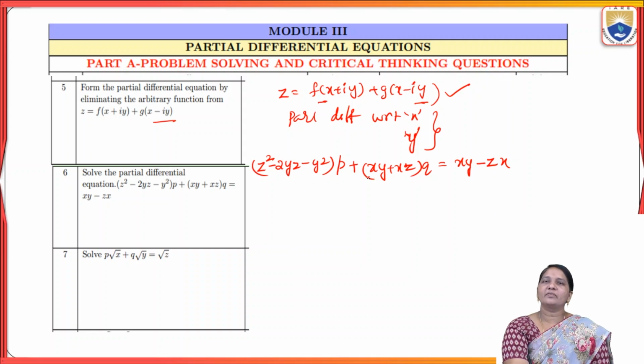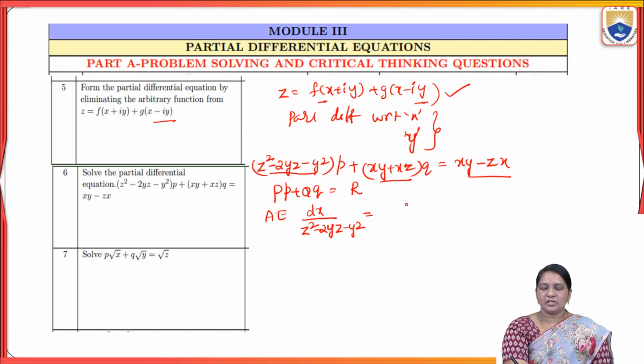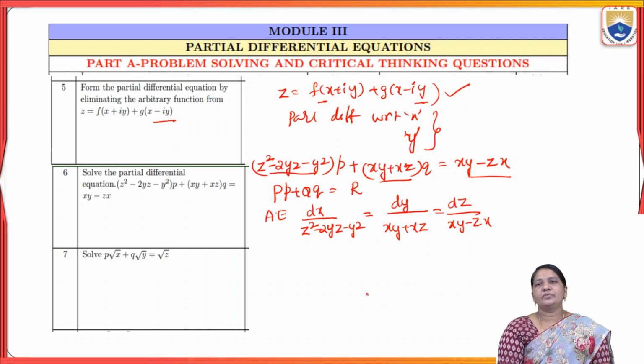So first of all, we compare with Lagrange's equation, that is capital P into small p plus capital Q into small q equal to R. So here this is the P value and this is the Q value and this is the R value. Now we write the auxiliary equation, that is dx by P. What is the P value? Z square minus 2yz minus y square is equal to dy by xy plus xz is equal to dz by xy minus zx. Now here there is a possibility to solve the equation by using the method of grouping. First we have to do that one. After that only we move to the method of multipliers.